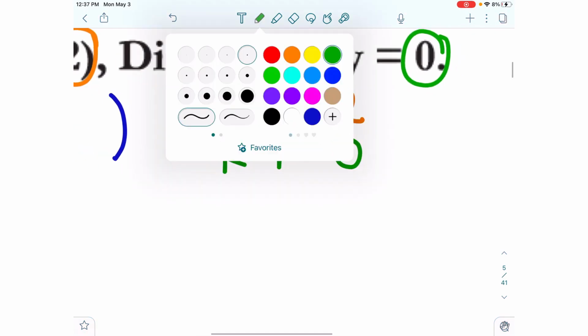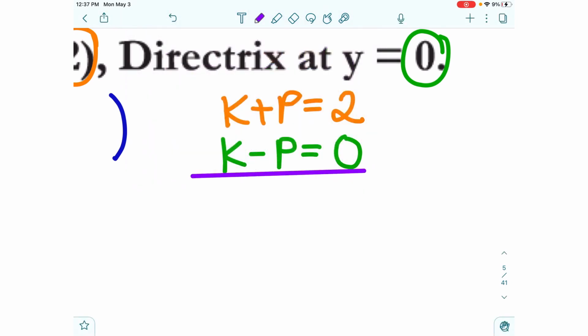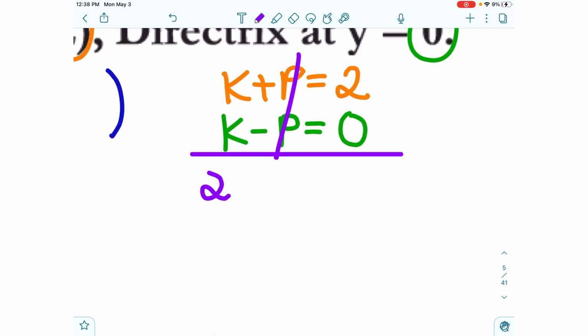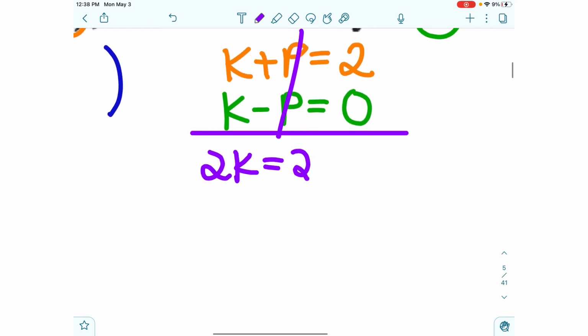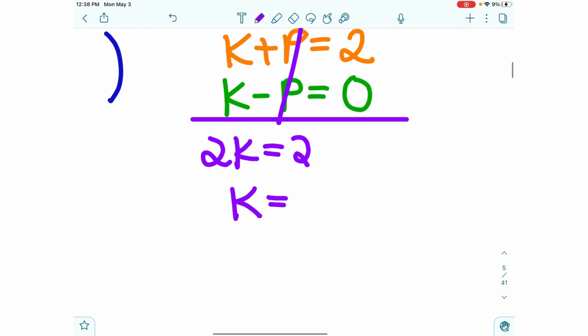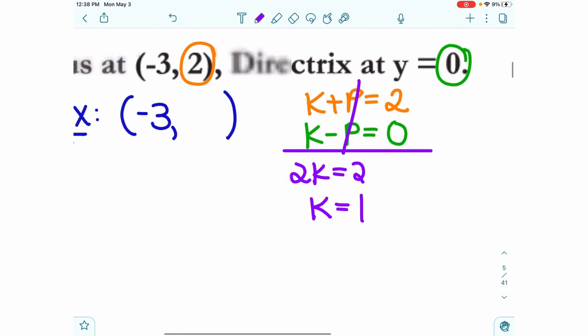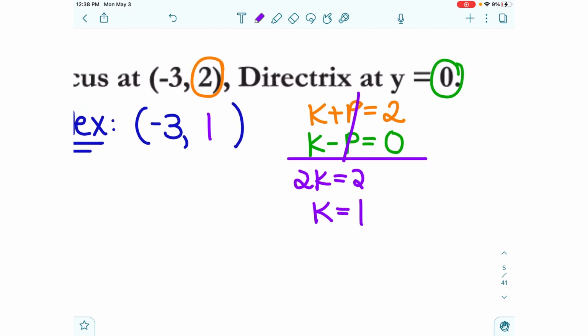And if you think about it, there's a lot of ways to do this, and I can even talk about an easier way, but I can actually make a little system here, cancel out the p. I get 2k equals 2, and that gives me k equals 1, which means the y value of the vertex is 1. Now, there was an easier way to do that without the algebra. You could also just in your head think about, all right, well, if the focus is 2 and the directrix is 0, the vertex has to be right in the middle of that, which is going to be 1. So that's another way to think about it.